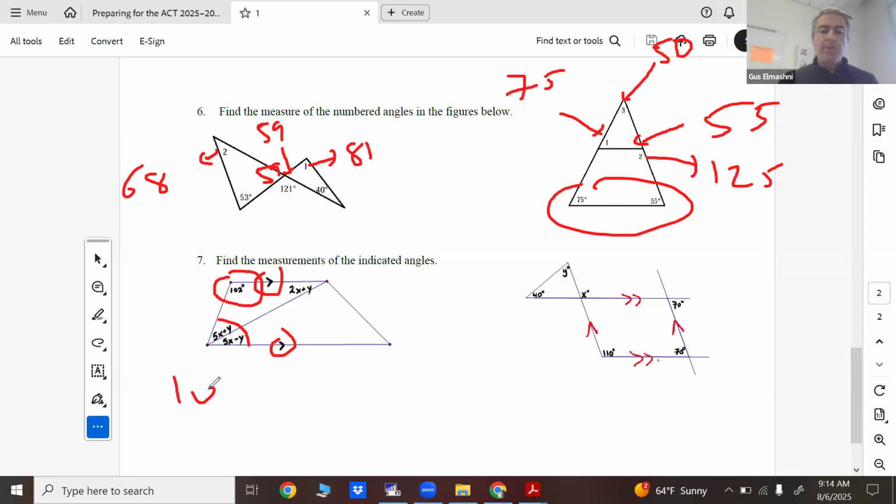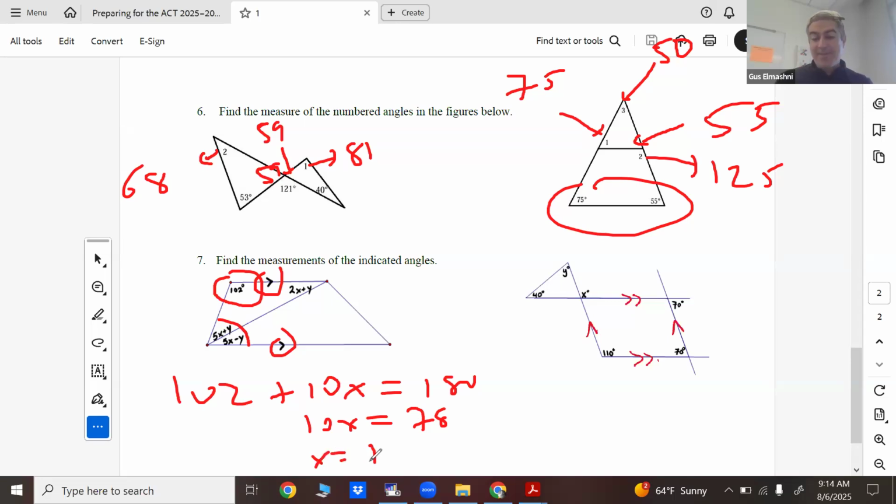So 102 plus that junk, which is 10x straight up, equals 180. So 10x equals 78. X has to be 7.8. Wait, what? Hold on. Did I do something wrong? Yeah, that's 180. What is she talking about? She made a mistake, right? Am I crazy?